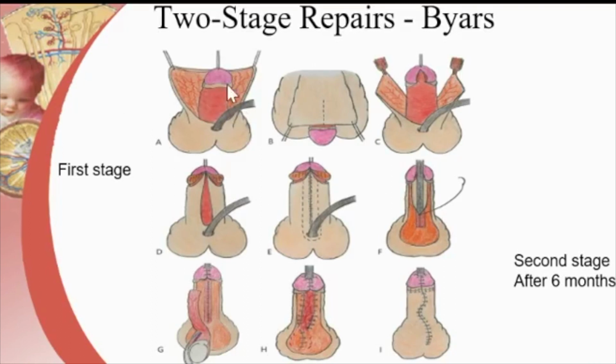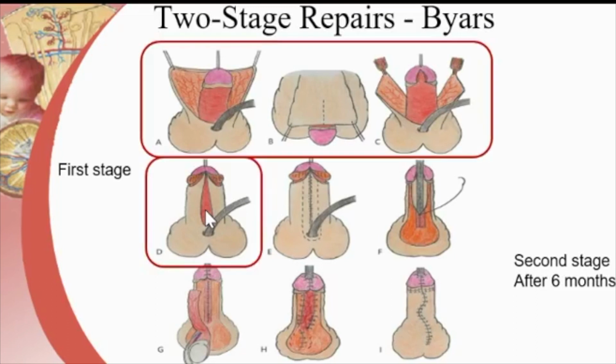So what I mean by Byars' flap is, as I said, we release the chordee, and then after degloving the penis, there is still some chordee. So we keep on excising the urethral fibrous tissue, the spongiosa, everything until the meatus becomes proximal. Then the degloved foreskin is divided dorsally at 12 o'clock. Then you have two flaps. You bring the flaps to the midline and then suture them there.